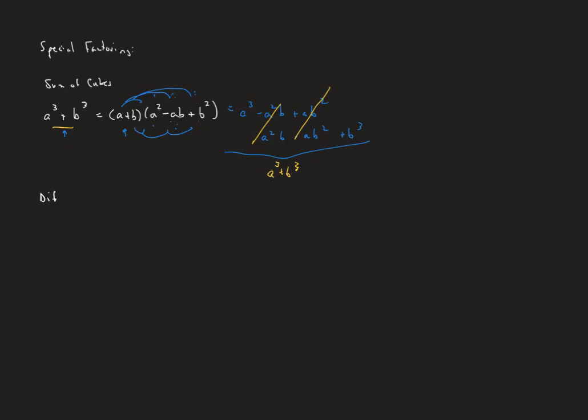Now, the difference of two cubes is similar, but just enough different that it's easy to get confused. So a cubed minus b cubed is again going to be a binomial times a trinomial. The binomial again matches the sign of the original. The trinomial is going to go down in powers of a and up in powers of b, but in this case, everything is positive.